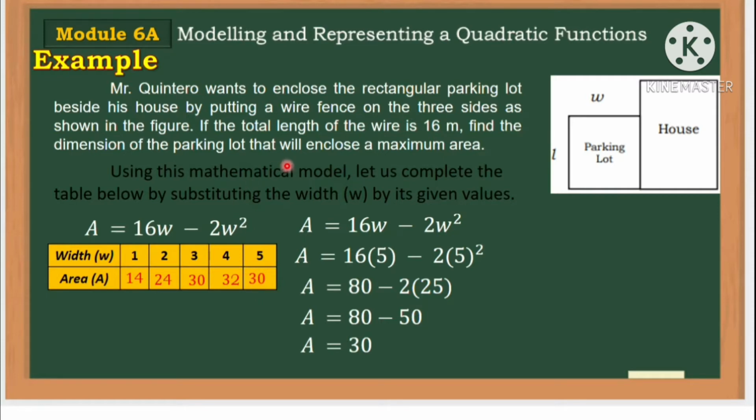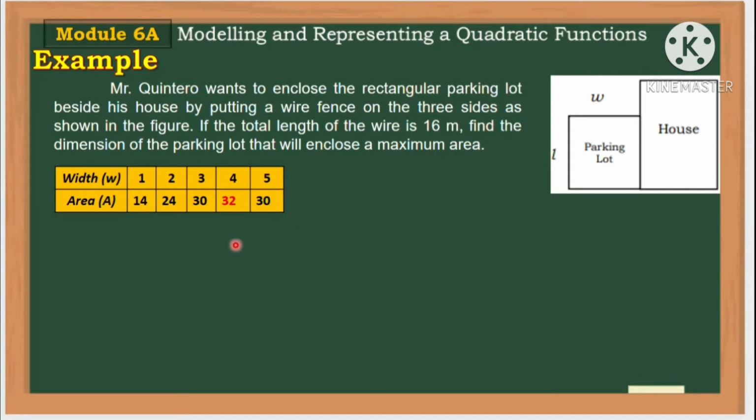Okay, so sabi, find the dimension of the parking lot that will enclose a maximum area. Okay, so we have there, look here, ang area natin, ang pinakamataas ay 32. So, ito yung maximum area natin. The question here is, find the dimension of the parking lot. So, pansin na natin, since ito ang may pinakamataas na area, ang width natin ay 4.